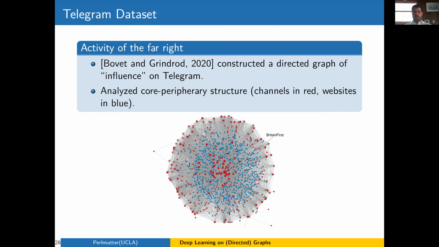So the way Telegram works is that there are different types of users. Some are channels, some are websites. There's also chats, which are seen in the green dots, but there's not so many of them. And what they did was they looked at the channels, they looked at the websites, and they plotted this, and they observed this core periphery structure where there's a few channels at the center of the network, and these will influence most of the websites, which are more in the periphery. And then all the way out in the periphery are a bunch more channels, where right at the center of right-wing extremism in Britain is the Britain First Party.